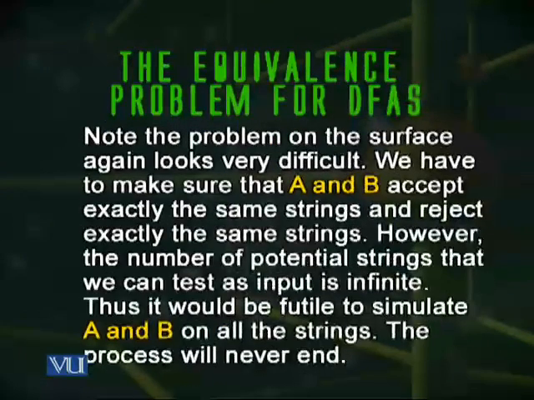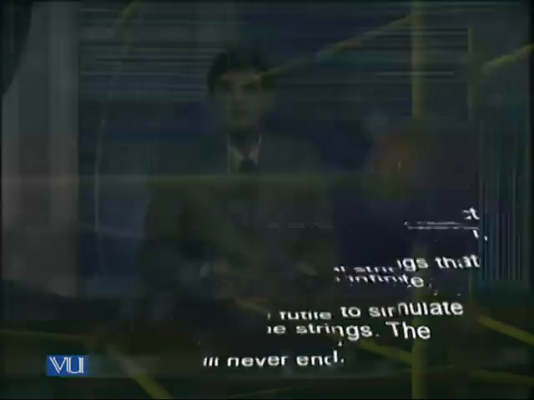Note the problem on the surface again looks very difficult. We have to make sure that A and B exactly accept and reject the same strings. They accept the same strings and they reject the same strings. However, the number of potential strings to be tested is infinite. So it would be futile to simulate A and B on all possible strings. The process will never end. This problem looks more difficult than the one that we have seen before.